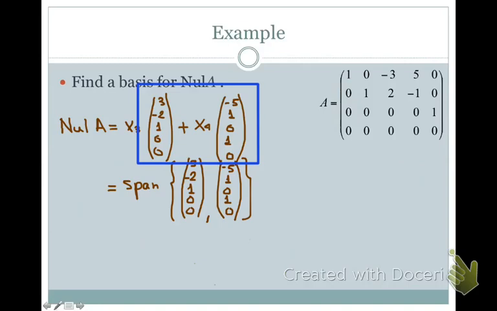So it turns out the basis for the null space is simply those two vectors, because we already know they span the subspace, but they also are linearly independent, and that will always be the case when you're dealing with the null space. So the spanning set for the null space will also be the basis for the null space.